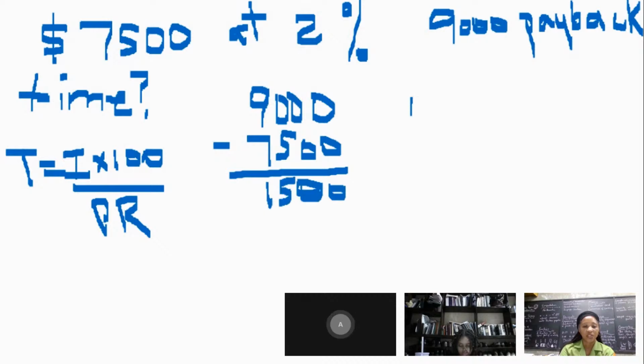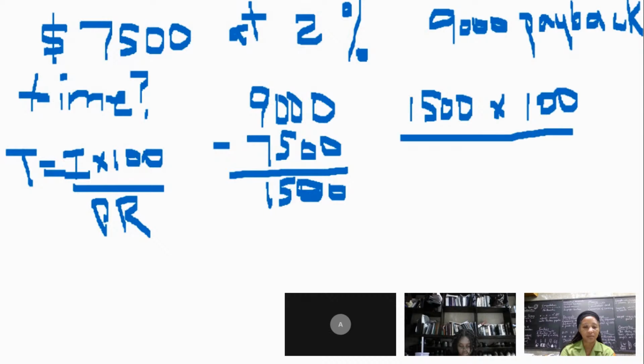Okay. So it's interest times 100 over what? Interest times 100 over the principal times the rate. So what's the principal? The principal is 7,500. So 7,500, and the rate is 2%.